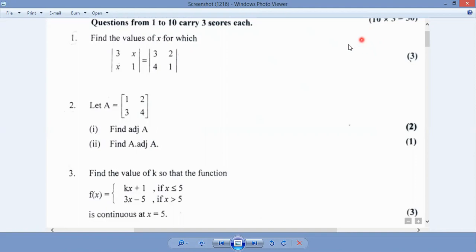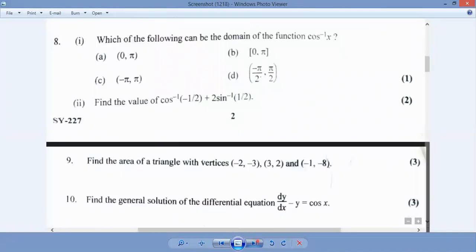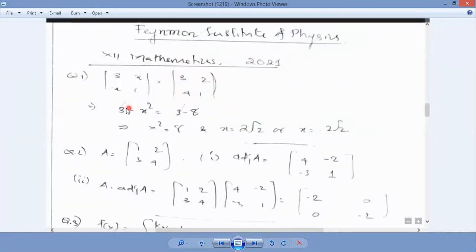Here I will be solving the 12th maths exam of 2021, and the first question is: find the value of x for which these two determinants are given. So the solution is given here. You can operate this determinant and equate, and you will get x squared equal to 8, and you will obtain x equal to plus or minus 2 root 2.